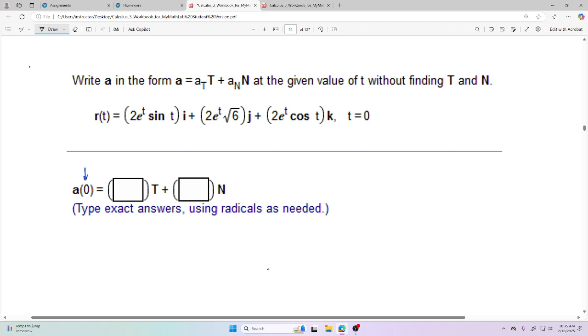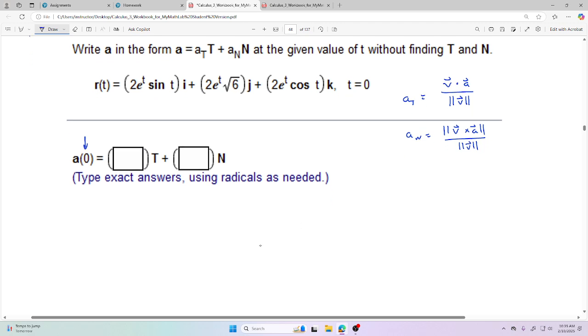There we go. So AT was the dot product of, you're going to remind me, was it R dot V or is it A dot V? V dot A over magnitude of V? Okay, and then AN was magnitude of V cross A over magnitude of V. Okay, cool. I dig it. Put a little bit of vector action in there. All right. So we have our R. I guess we're going to have to find our V.